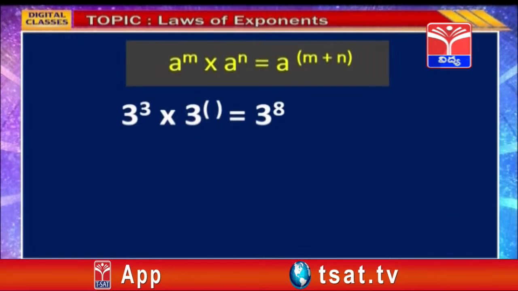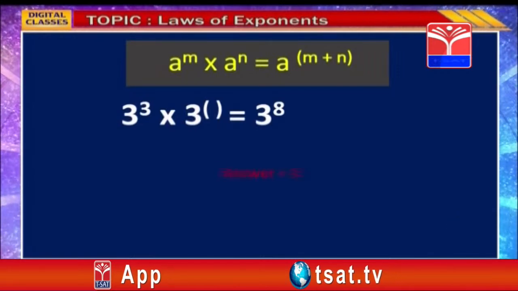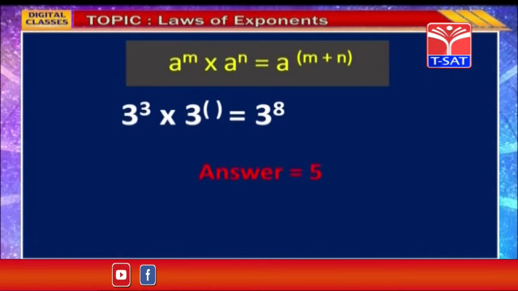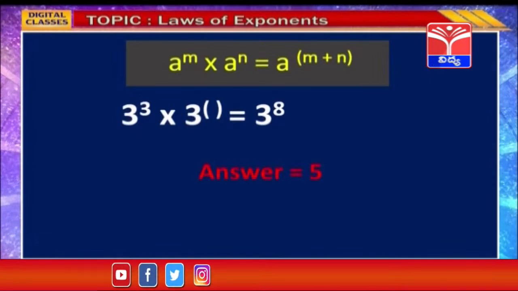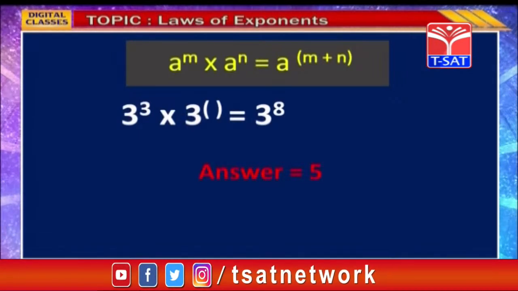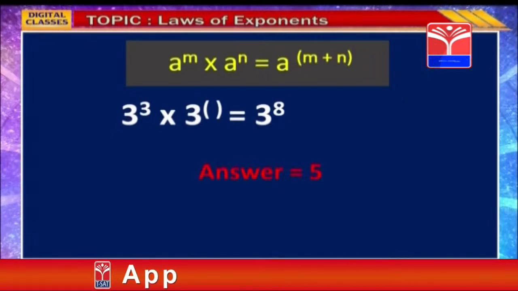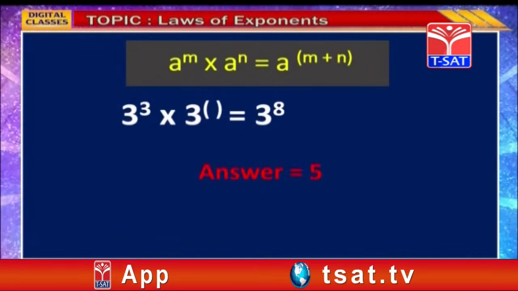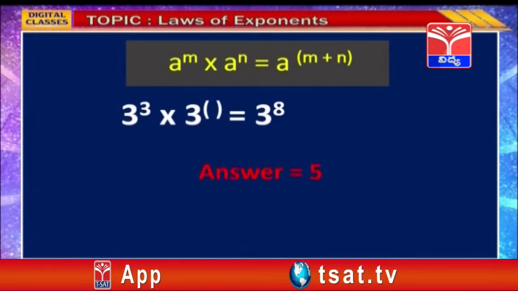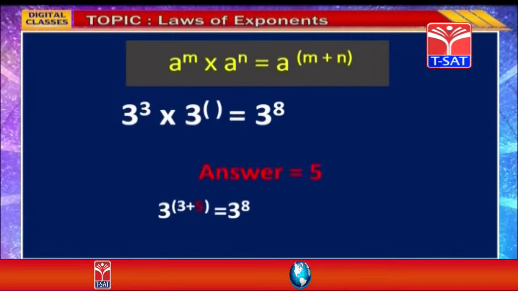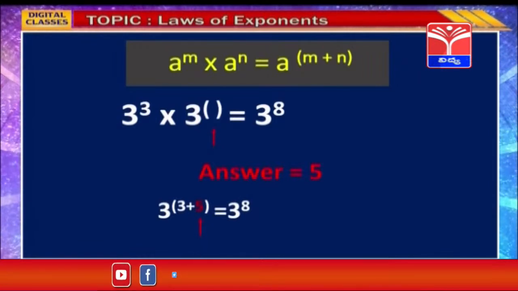See here. Now I'll tell the answer. The answer is 5. When we add this 5 with 3, you will get 8. So according to the first law, a to the power of m into a to the power of n is equal to a to the power of m plus n. So the powers are added up like this. So 5 should be there.